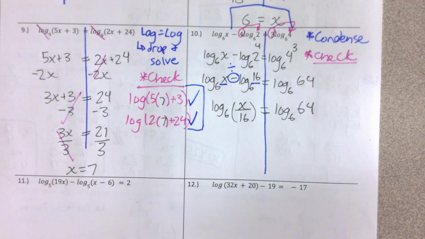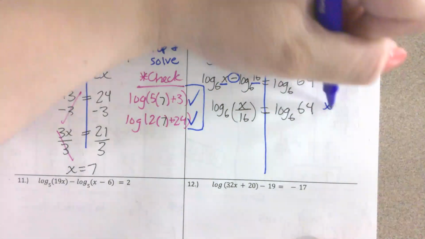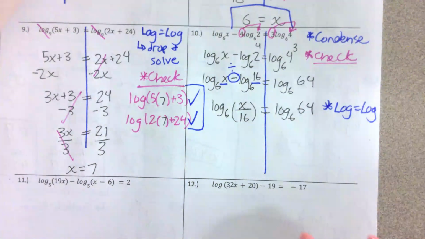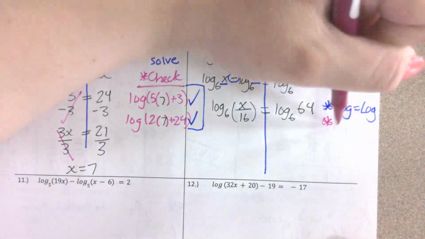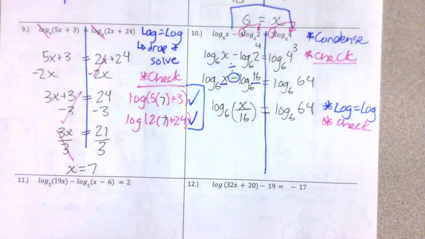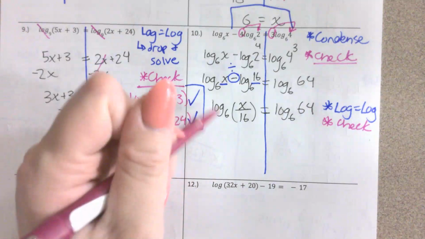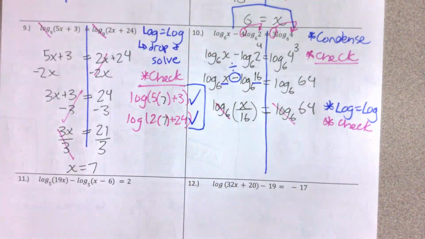From here, I now have the type log equals log. I've already noted that I have to check this problem anyway because I had to condense. But even more so, since I got log equals log, I will definitely have to check. So there's 2 reasons to check number 10. Once you get log equals log, you can cancel out your logs and just focus on solving the equation.